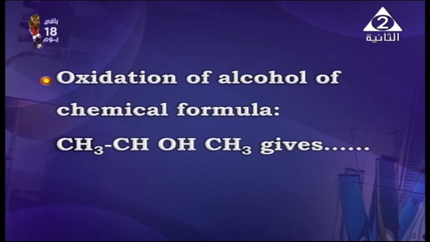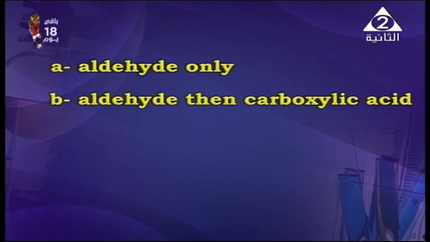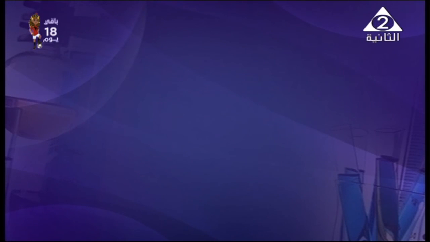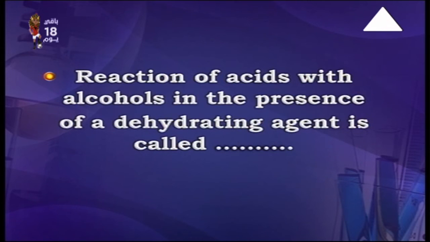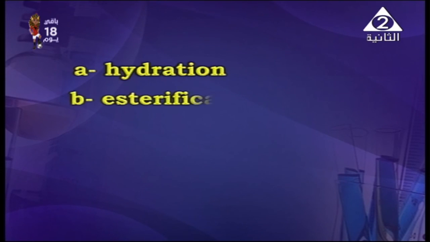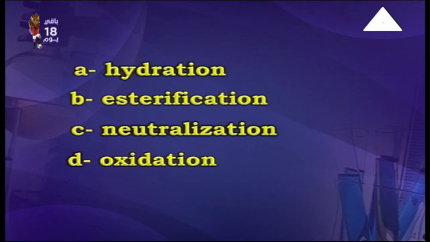Next point, oxidation of alcohol of chemical formula CH3CHOHCH3 gives what? Aldehyde only, aldehyde then carboxylic acid, ketone, ether. If you think about it, yes, it will be ketone. Next point. Reaction of acids with alcohols in the presence of a dehydrating agent is called what? Hydration, esterification, neutralization, oxidation. If you think about it, yes, it will be esterification.